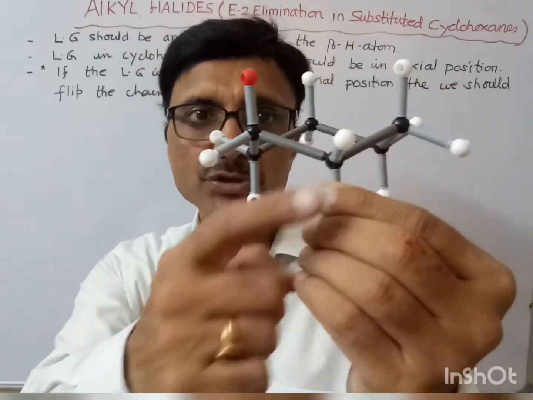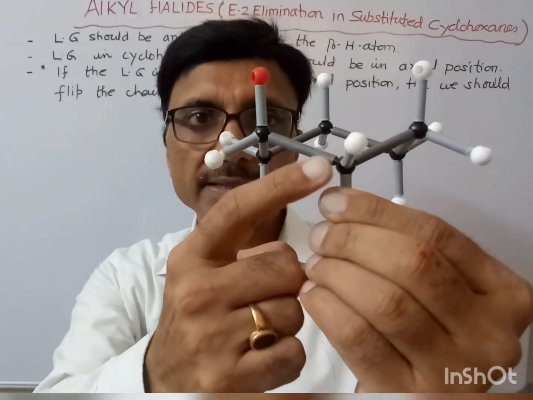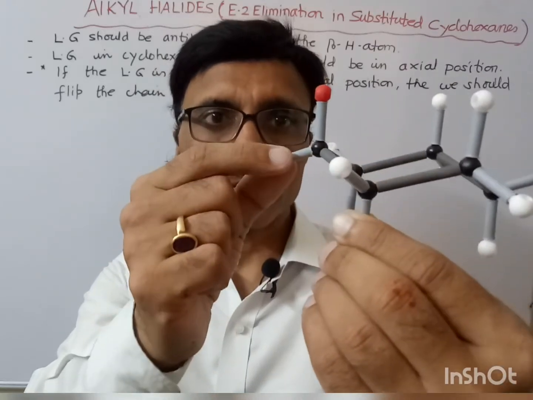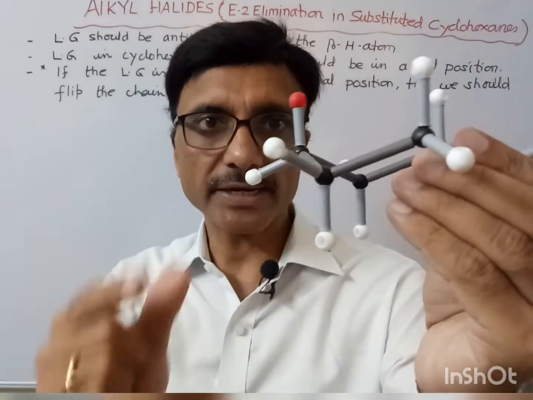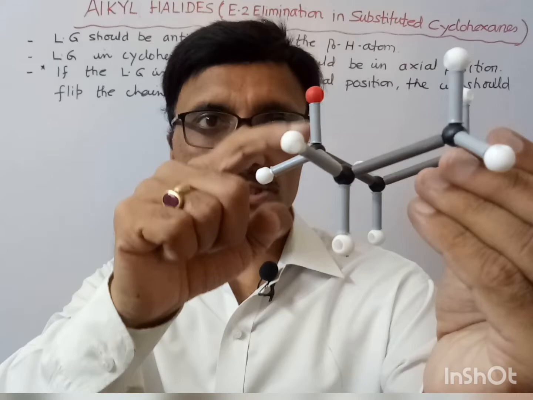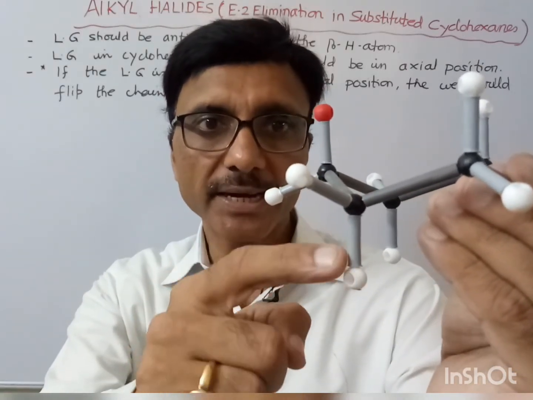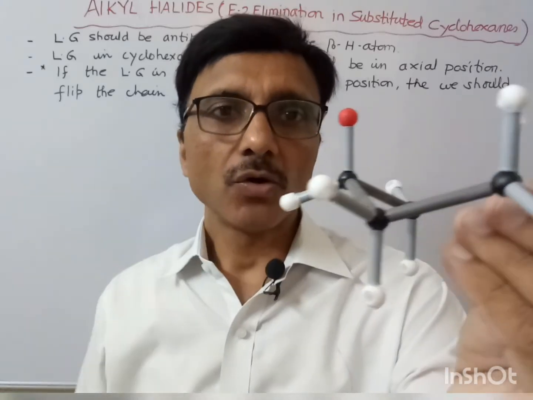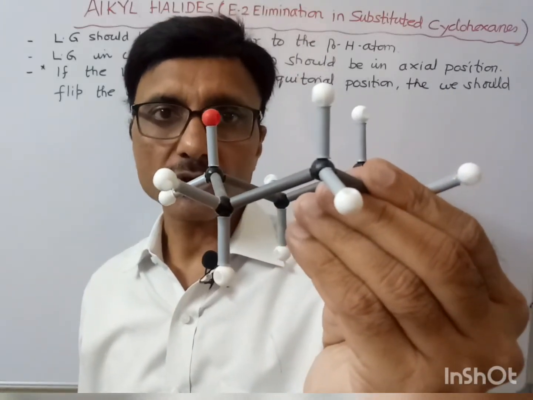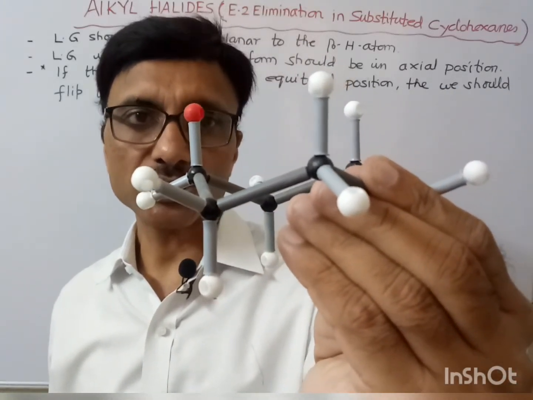In the same way, this beta H can also be removed. So this halogen atom and this beta H can be removed, because they are perfectly 180 degree to each other.